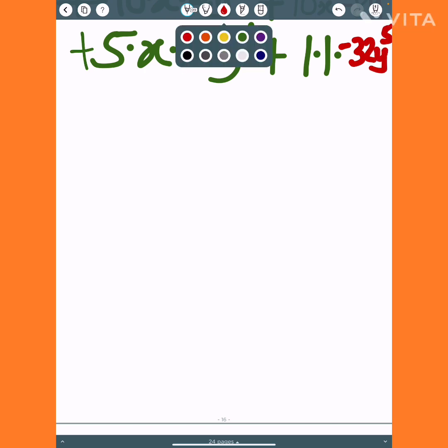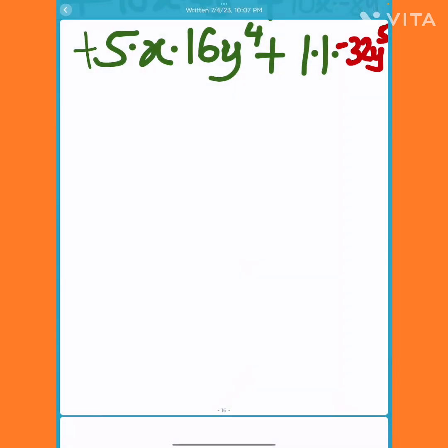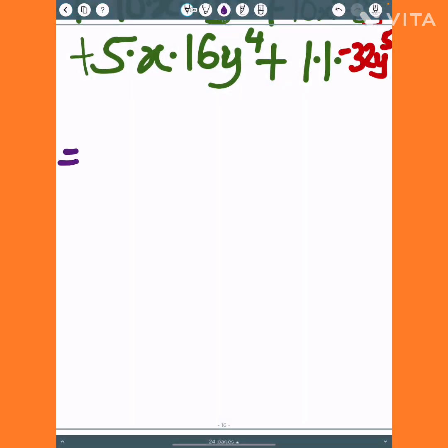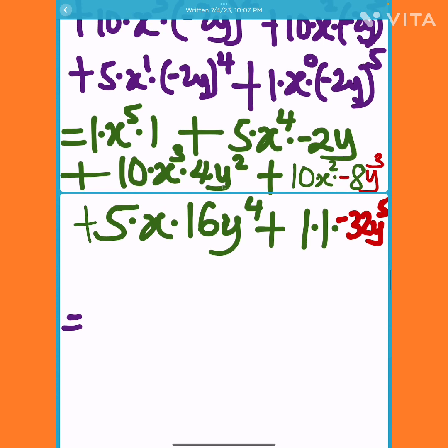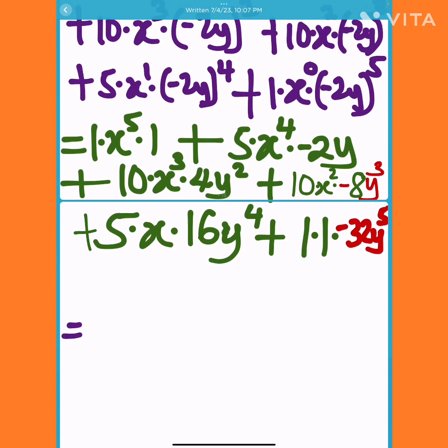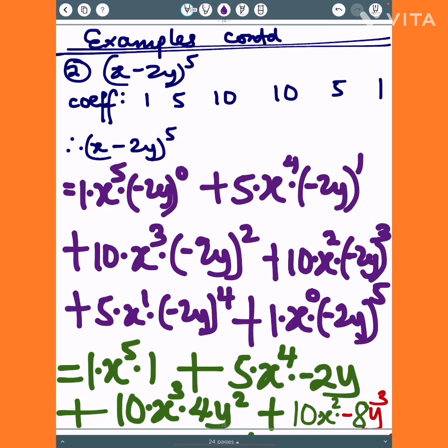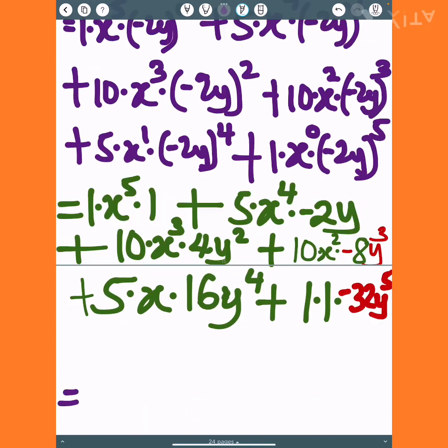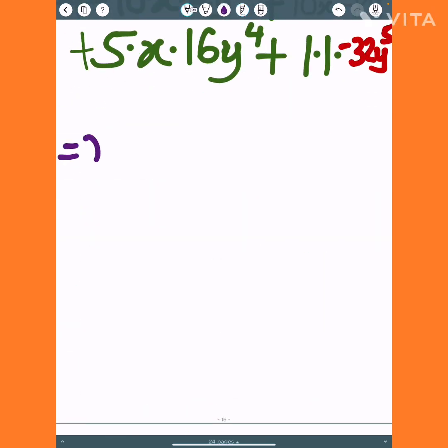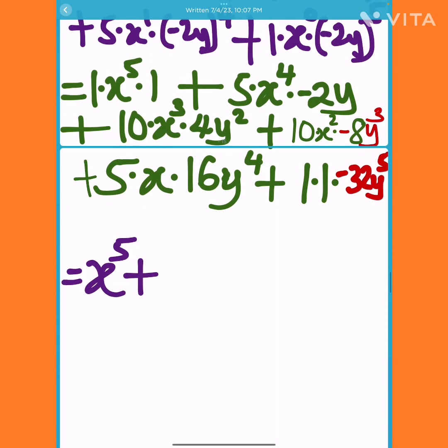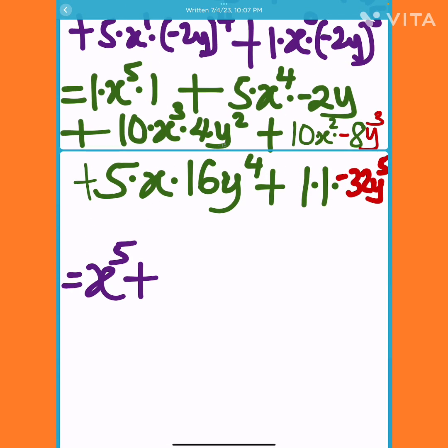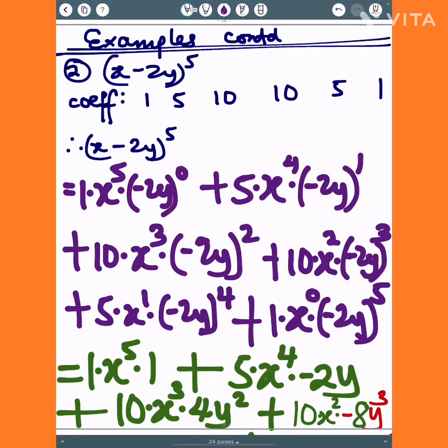So after doing all this, all I need to do now is to put my terms together, one after the other. So here, 1 times x raised to power 5, from the first term here. I'm starting from the first term here. 1 times x raised to power 5 times 1 will give me what? X raised to power 5. Plus, what's the second one? 5 times x raised to power 4. The second one is here. 5 times x raised to power 4.